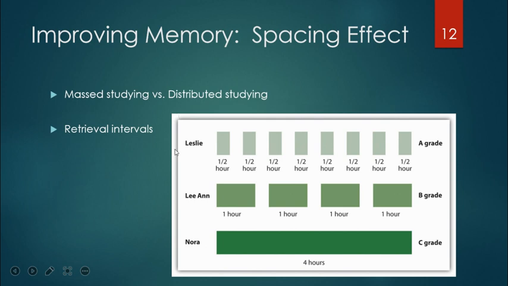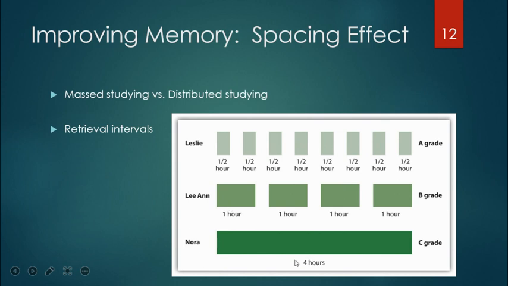Why does this happen? This happens because of difference in retrieval intervals. So Leslie is studying the material half an hour every day. So every day she's testing herself. She's getting practice retrieving that information from her memory. And that's what an exam is. It's testing how well you retrieve that information from your memory. The more practice you have at doing that, the better you will do on an exam.